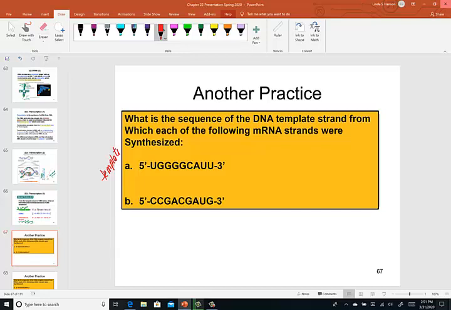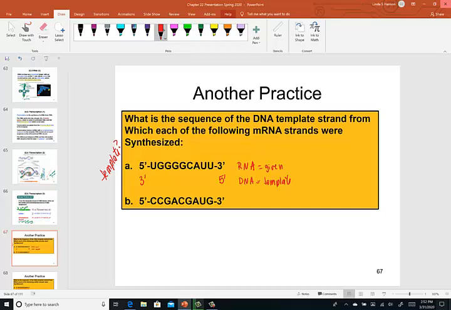What is the sequence of the template strand from which each of these following messenger RNA strands were synthesized? So if this is an RNA, what is the template strand? I know that it would read from 3' to 5' on the DNA template. That's what we're being asked to solve for. Given the RNA coding, what is the template from the DNA strand?